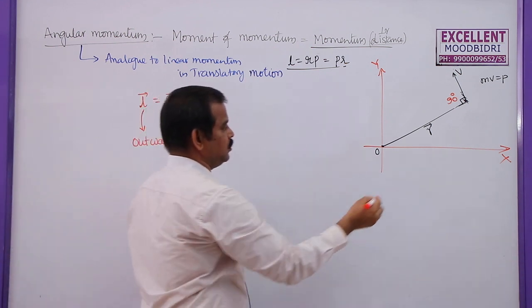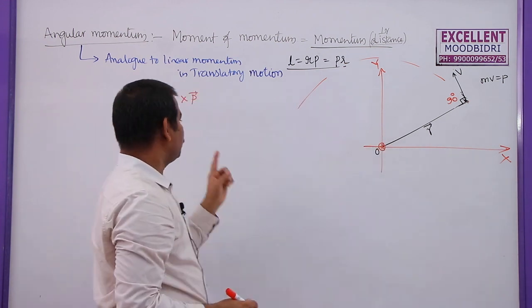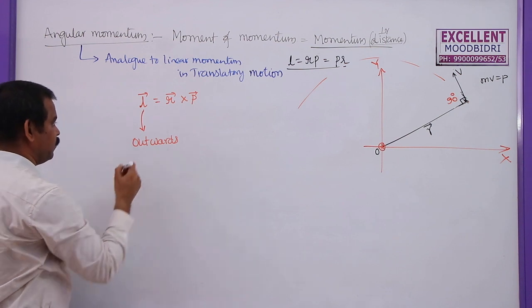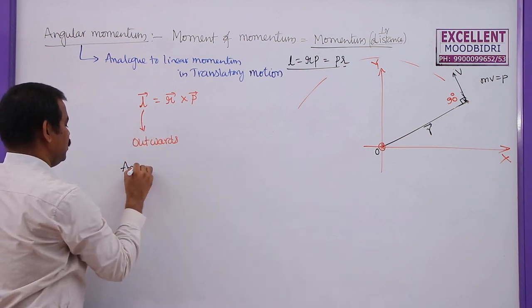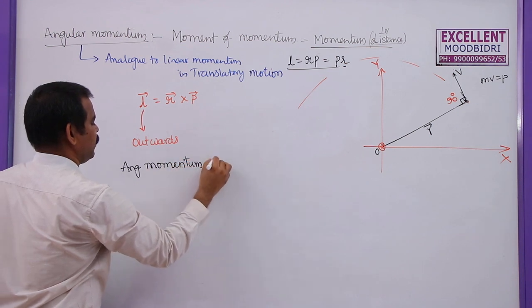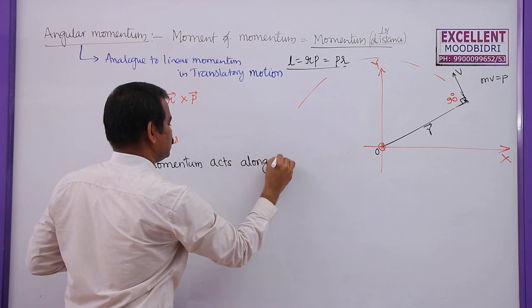So as this particle is going to move in a circular path about this axis, that means angular momentum acts along the axis of rotation.